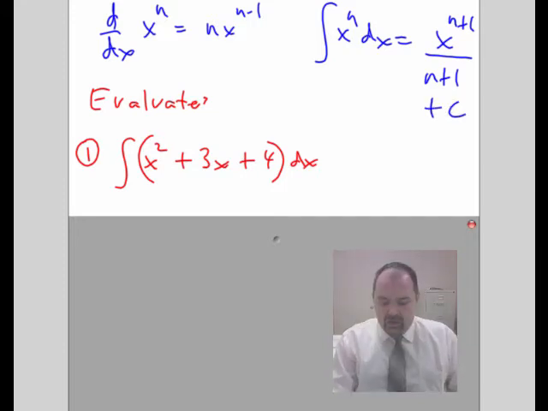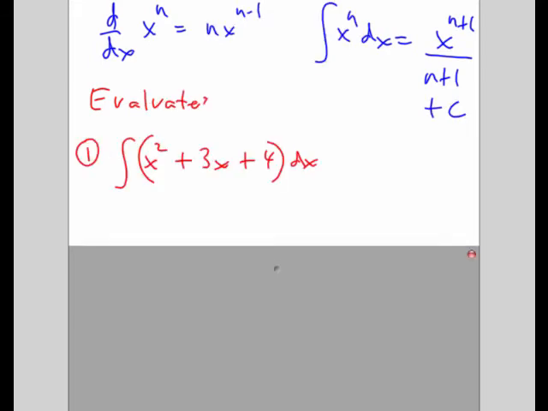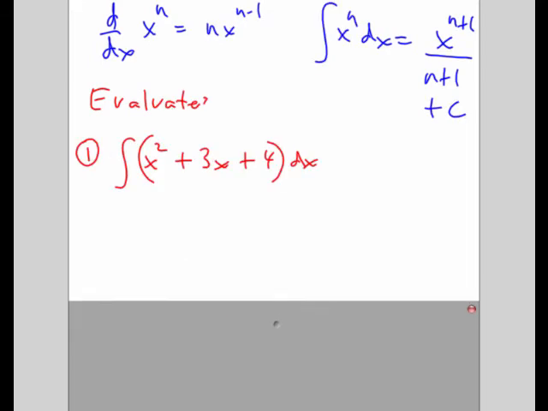Alright, here we go. Now we have the integral of a sum, which means that we can integrate each of these separately. We're going to integrate x squared, then integrate 3x, and integrate 4. So what function has x squared as its derivative? That's really the question you're asking yourself. Well, that would be x cubed over 3: raise the power by 1, and divide by the new power. Remember, you can always ask yourself, if I took the derivative of this, would I get x squared?